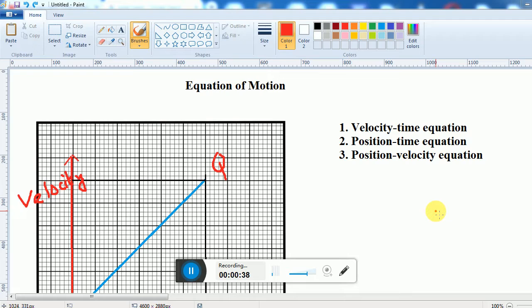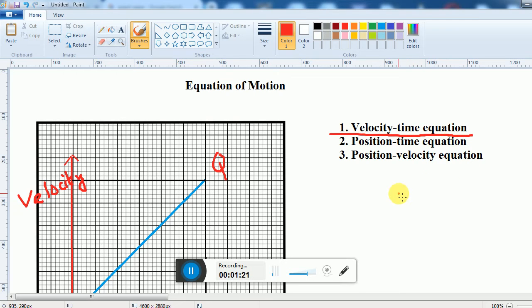So what are the equations? In your syllabus there are three equations. The first one is the velocity time equation, which is already written here. The next one is the position time equation. After that, the position velocity equation. Today we will derive the first one, the velocity time equation.